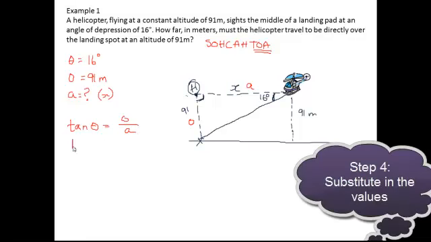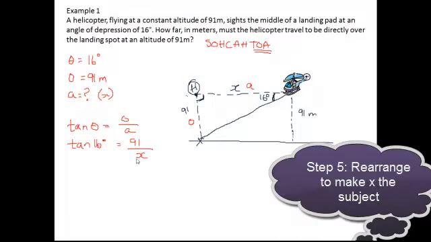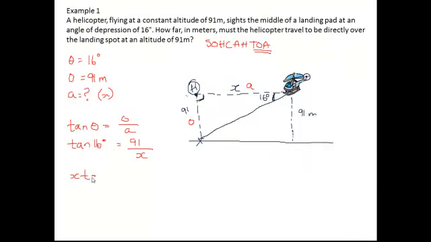Let's fill in what we know. We know that theta is 16 degrees, and that's equal to the opposite, which is 91, over the adjacent, which is what we're trying to find. So our next step now is we need to rearrange the formula so that we've got x equals something. So first step is we would multiply both sides by x. So x times the tan of 16 degrees is equal to 91. And then to solve for x, we're going to divide both sides by tan of 16.